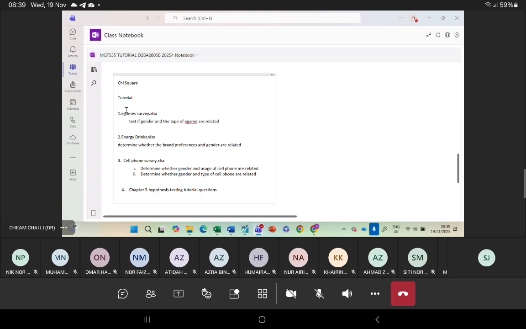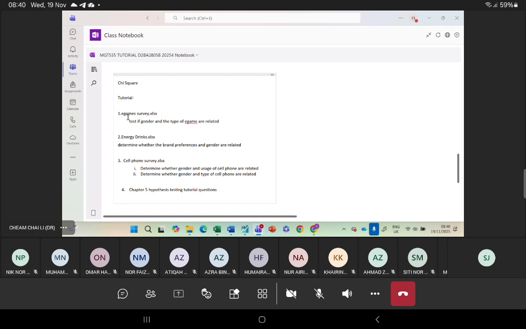As mentioned before, we will discuss this 1, 2, 3. If you have time, then we look at chapter 5. If you have already tried and you have questions, because I intend to discuss this after your mid-sem break, right? Okay, so there are 3 data sets for the chi-square, right?